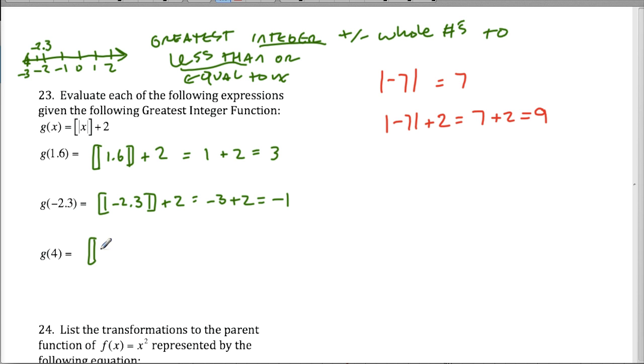Down here, the greatest integer that is less than or equal to 4. 4 is an integer, and so remember it's the equal to part. So it's going to be 4 plus 2, which is 6.